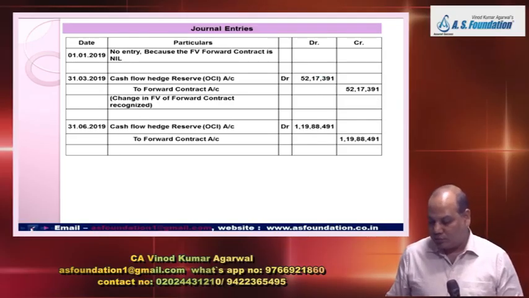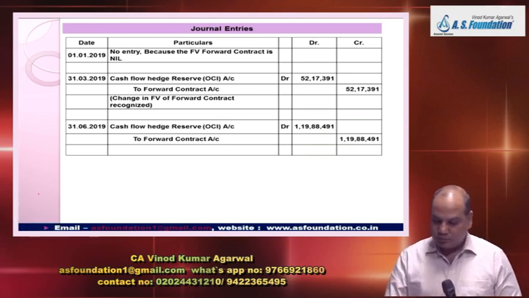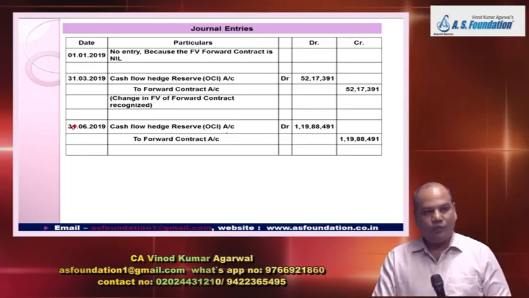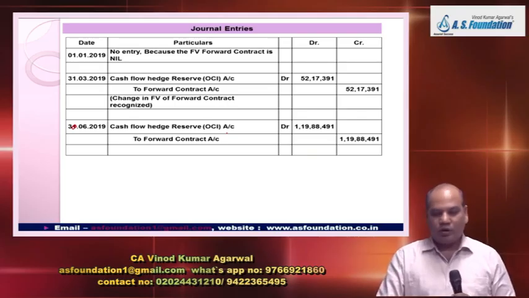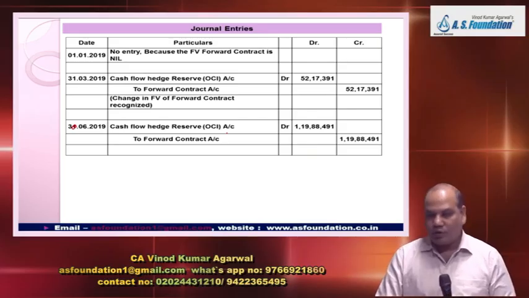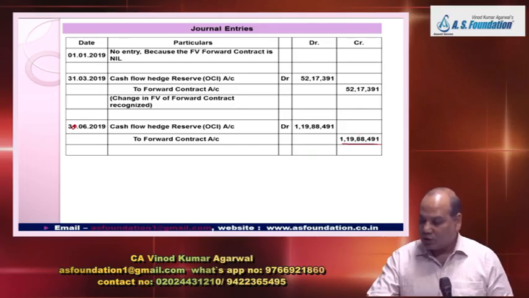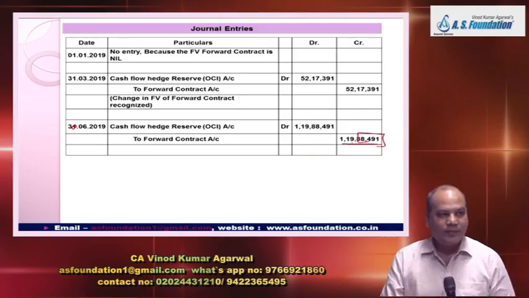And then 30th June 2019, same entry for additional loss. Cash flow hedge reserve account debit to forward contract account, 11,988,491. Is it there? See, my suggestion is that you try to write all digits in the exam. Some smart students write in crores, and in the process the last 5 digits are lost. The Institute may deduct marks there. They will also do some rounding off.